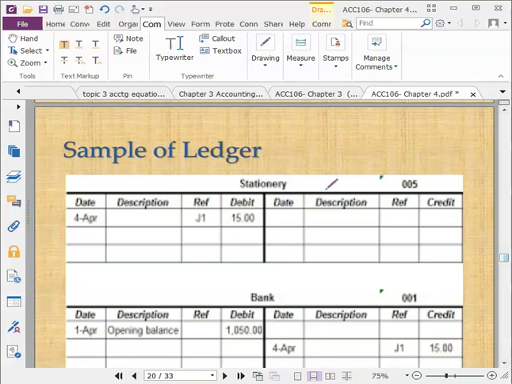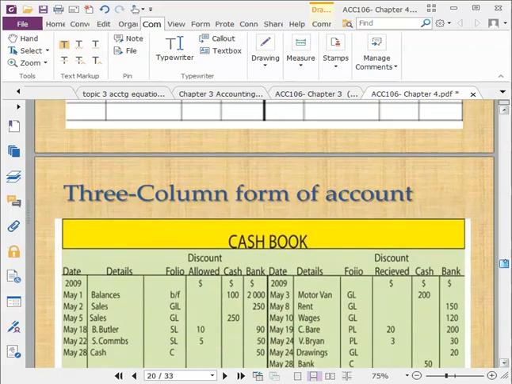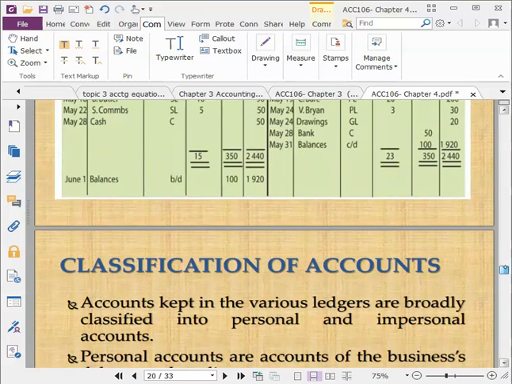Okay, tengok ni contoh ledger punya T account. Stationery. Ada debit, ada credit. Biasanya kalau rajin letak date pun boleh juga. Reference ni biasanya kita tak letak. Kita letak date, description dengan amount debit ataupun RM. Ini contoh dia. And then this is the cash flow.